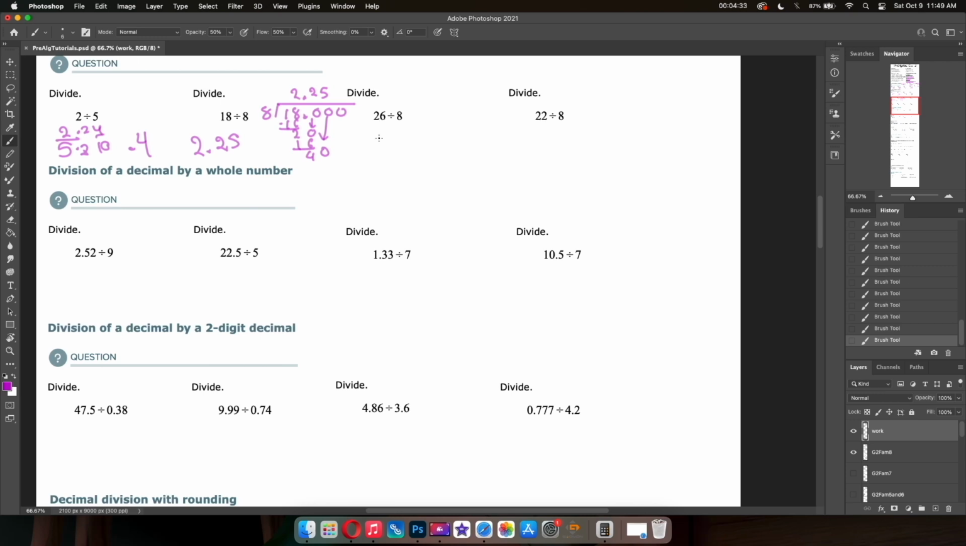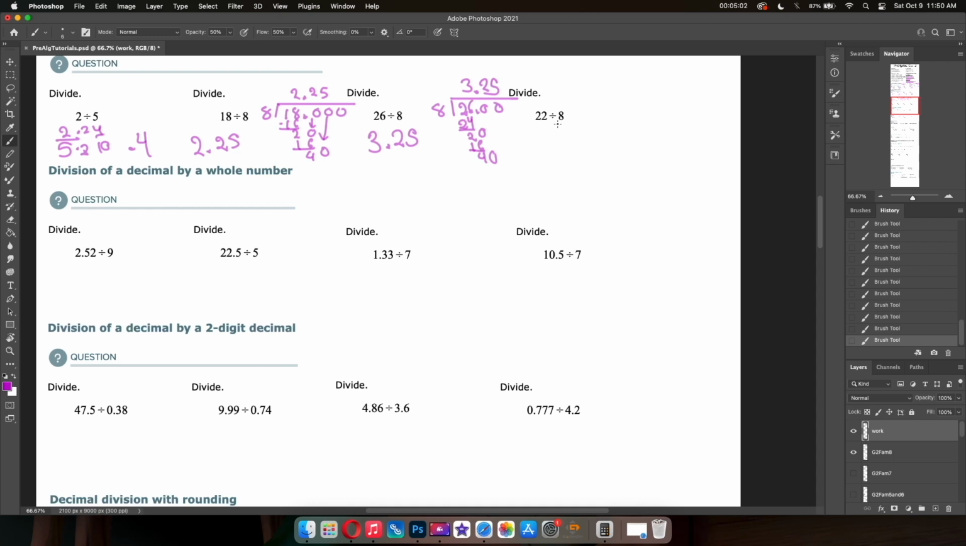8 goes into 26 3 times, and then that's going to be 0.25, I think. Let's double check. So 26.00. I'll just do 2 decimals this time. So we know it goes in 3 times because 8 times 3 is 24. Subtract, we have a 20. 8 goes into 20. How many times? Twice, because it gets you 16. 20 minus 16 is 4, which goes in 4 times. Yep, 3.25.